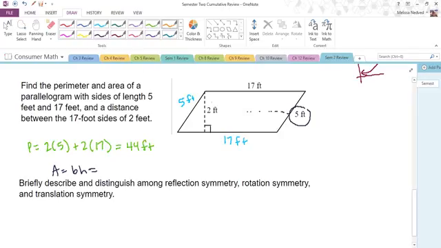What I do know is that my height between my two bases of 17 is given, 2. So I'm going to use 17 and 2. And 17 times 2 is 34. And area is always your unit squared, so 34 square feet.